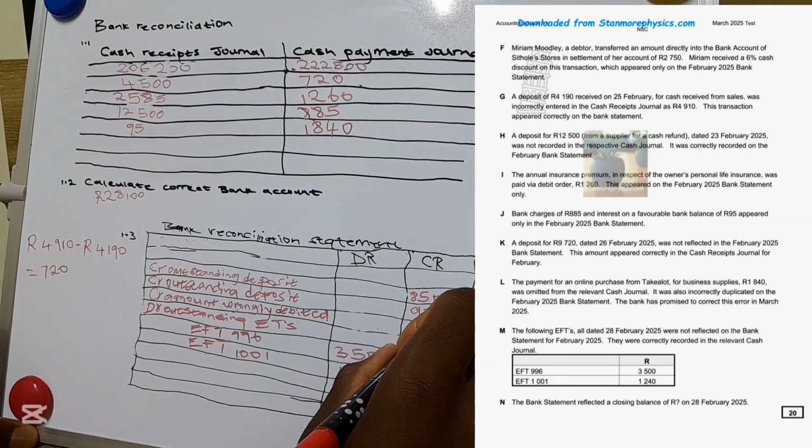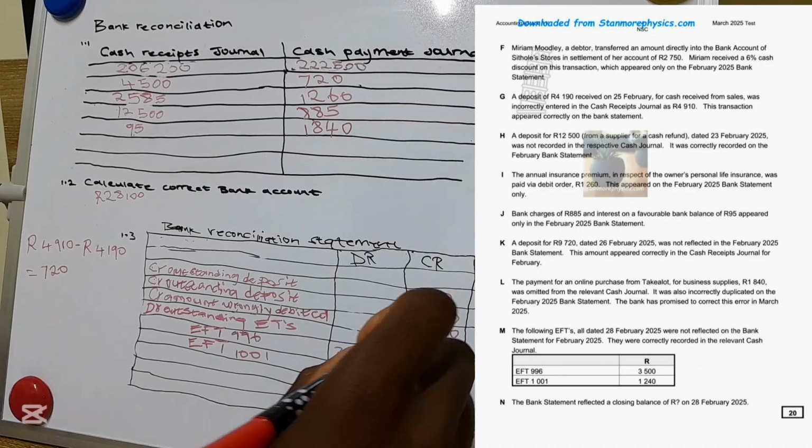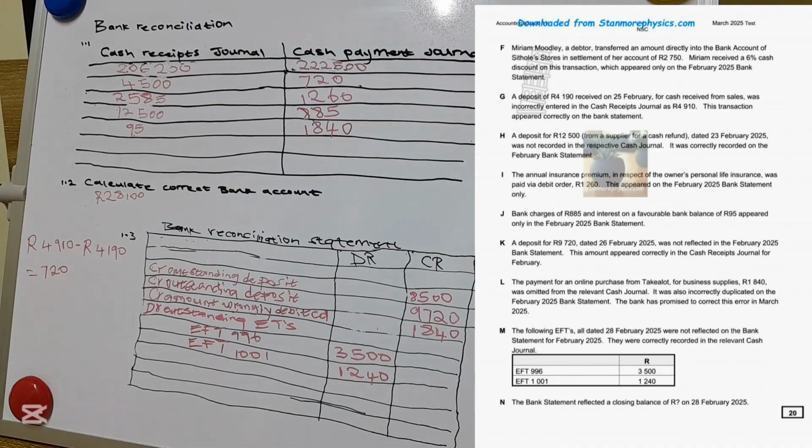1,840. This one is supposed to be on the credit side because it was recorded twice on the cash payment journal. So now we are retaining that amount, meaning we have to cancel on the other side, on the credit side. So as case, guys. Sorry for that.